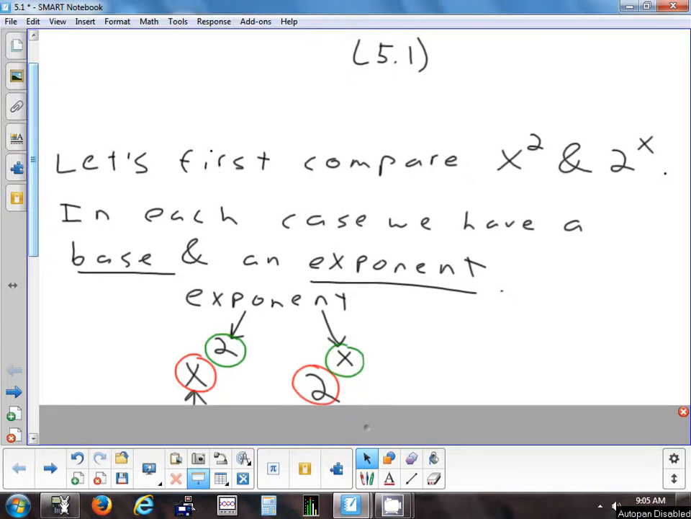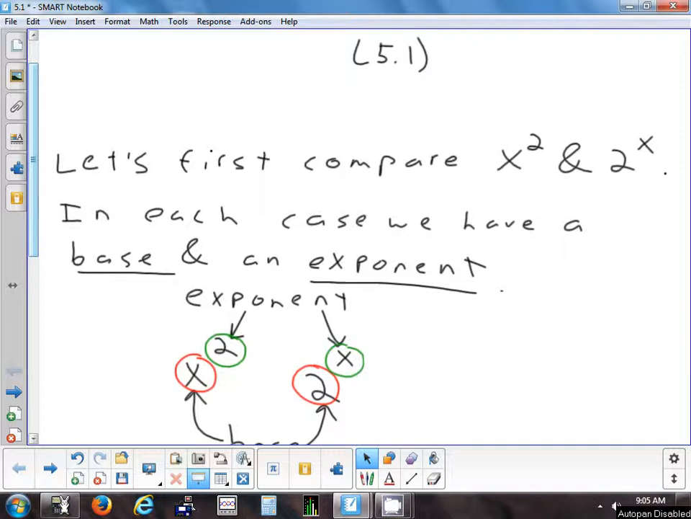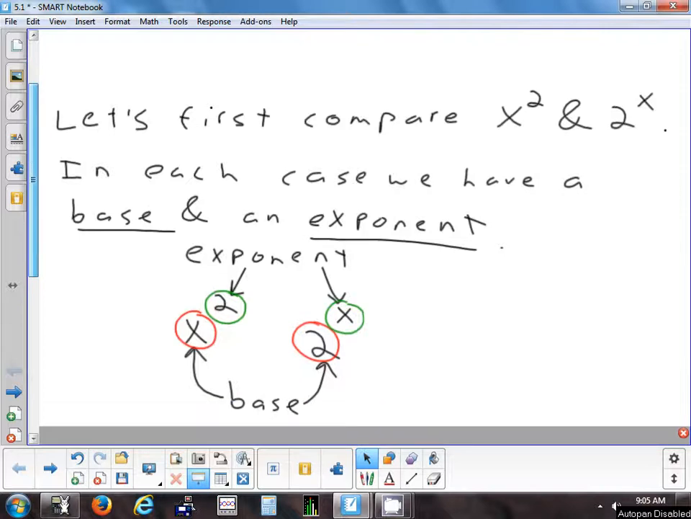All right, so I want to look at the difference between x squared and 2 to the x. In each case, you've got a base and you have an exponent. In x squared, the base is x and the exponent is 2. When I write it as 2 to the x, 2 is the base and x is the exponent. If I were to graph both of these, which one do you think would go up faster? X squared or 2 to the x?